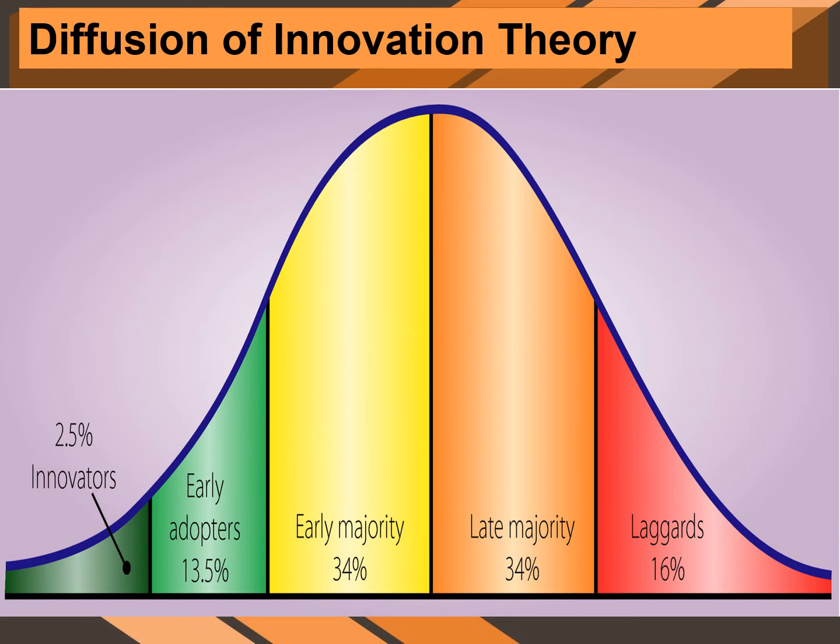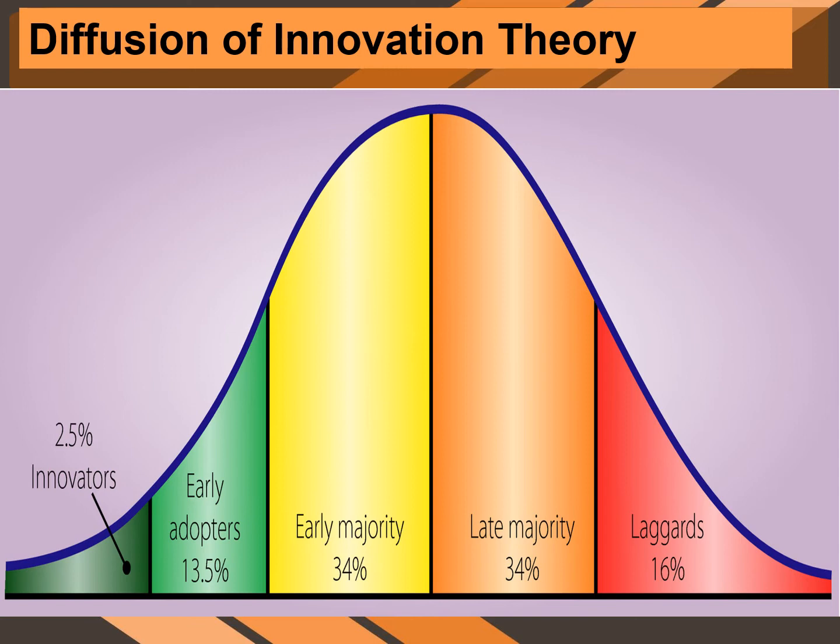Now we have the early adopters. Early adopters are 13.5% of the population. These individuals are the opinion leaders. They enjoy leadership, embrace change opportunities, and are already aware of the need to change, and they are comfortable adopting new ideas. The third one is the early majority, which is 34%.